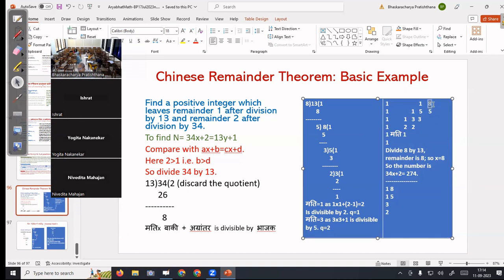And 8 is the value of x. This last number 8 is the value of x. And once you get x, you can also get y, because you get the number now. So 34 into x plus 2 is 274, that is the answer.